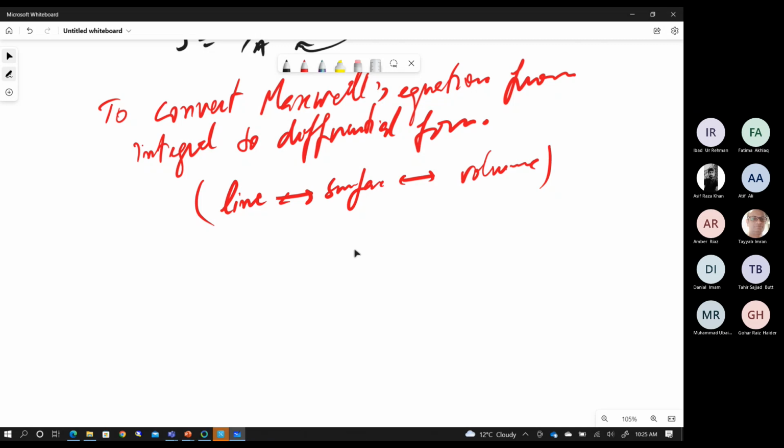So if we move further, we want to convert Maxwell's equations, which are 1, 2, 3, 4, which we discussed just now, into the differential form. For this, we need to use the vector differential operator, or you can say vector calculus.